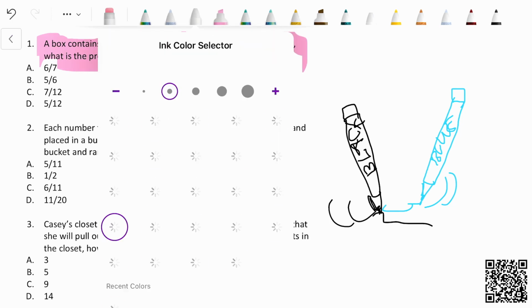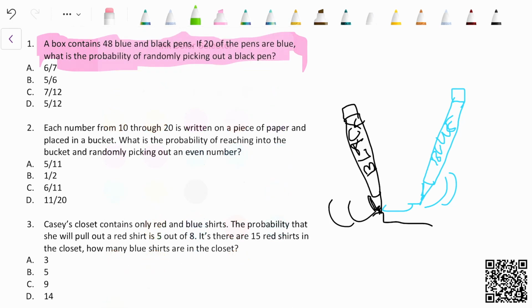So it's already telling us here that there are 20 blue pens, and it's asking us for the probability of picking out a black pen. So first of all, we need to solve how many black pens are in the box. Since it's already told us that it only contains blue and black pens, there's no yellows or something like that, and there's 48 in total, 48 subtract 20 would equal how many black pens there are. So black pens make up 28. And now we do, as we always do with the probability, 28 out of 48.